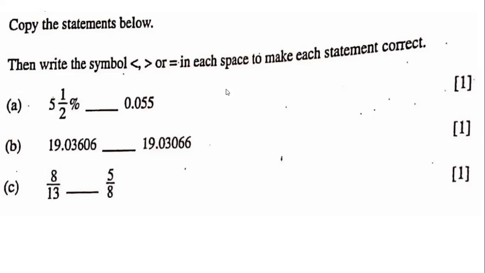All right. So we have 5.5% blank 0.055. Quietly put your answers inside the chat, please. What y'all have for that one. I hope you all learned from your mistakes. I really do. Quietly put your answer for A in the chat. We have 5.5% blank 0.055. Again, quietly put your answer inside the chat for me, please.